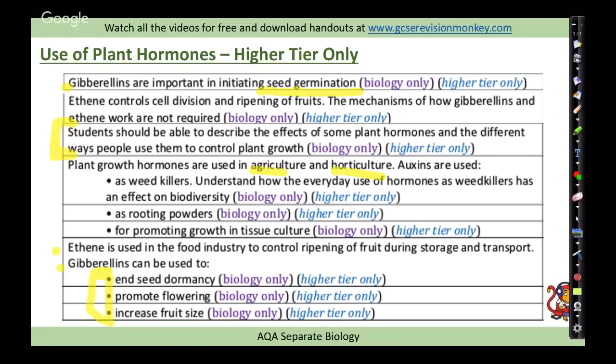So could this possibly be a 4 to 6 marker? Could we be asked about how hormones are used in agriculture and horticulture? That would be quite a really good 6 marker because there's lots of things that you can write about it.